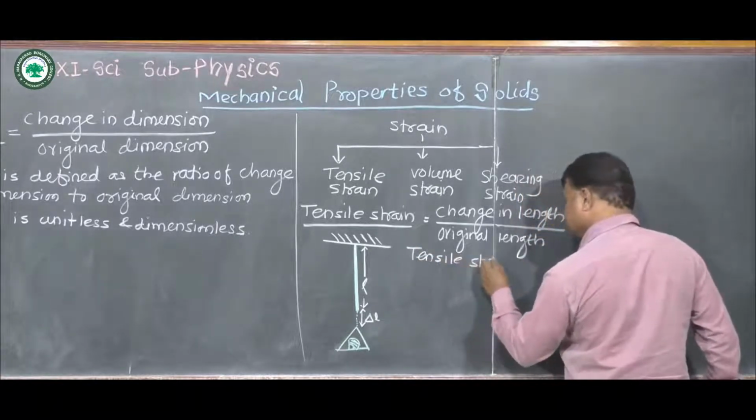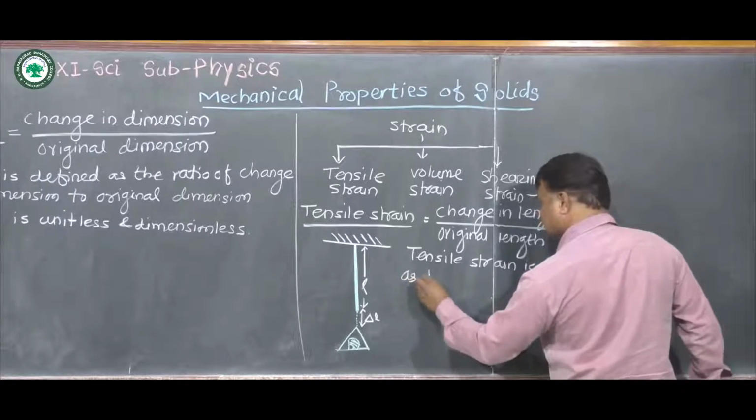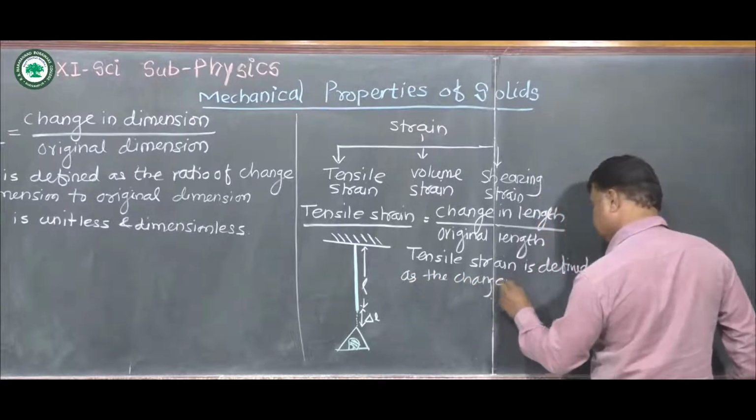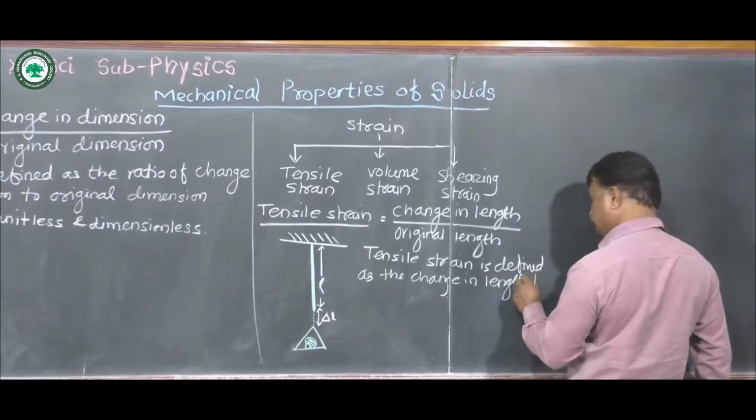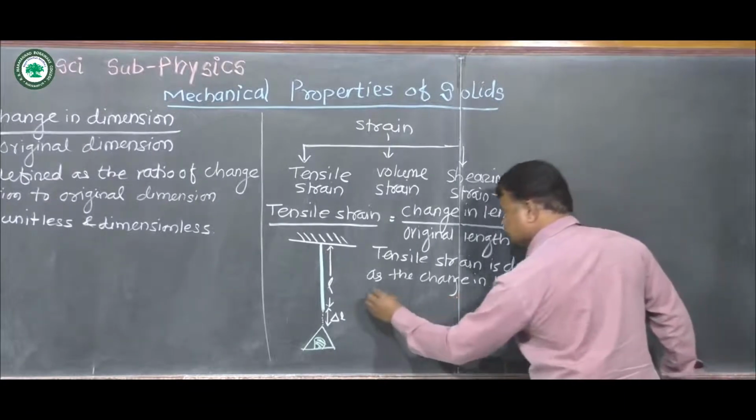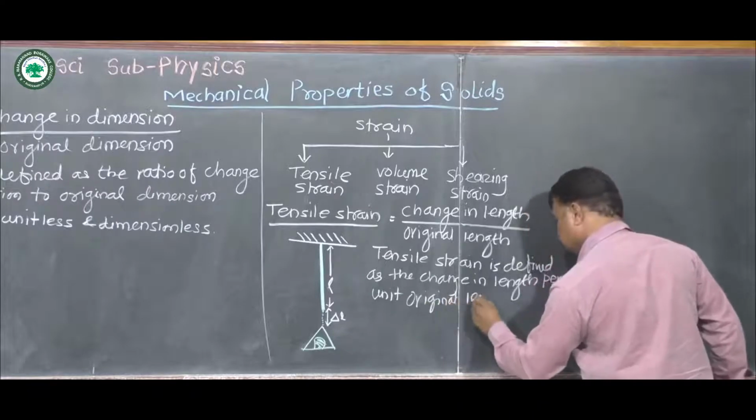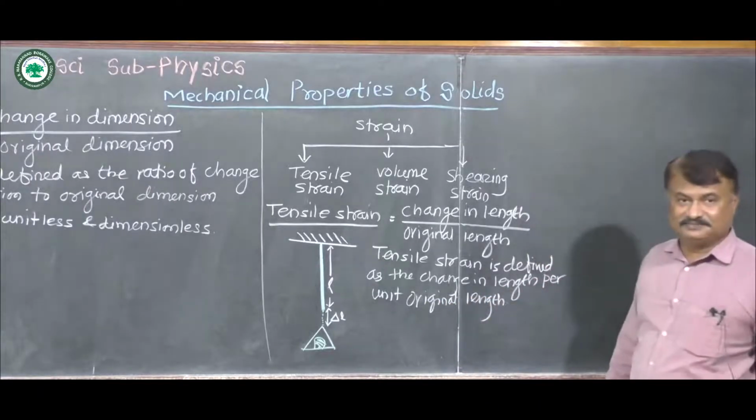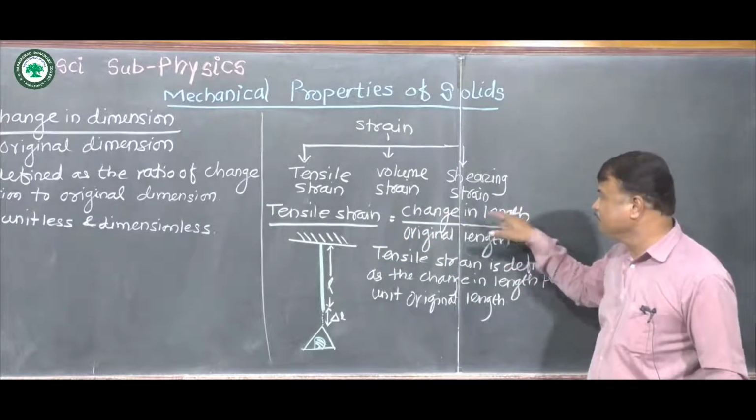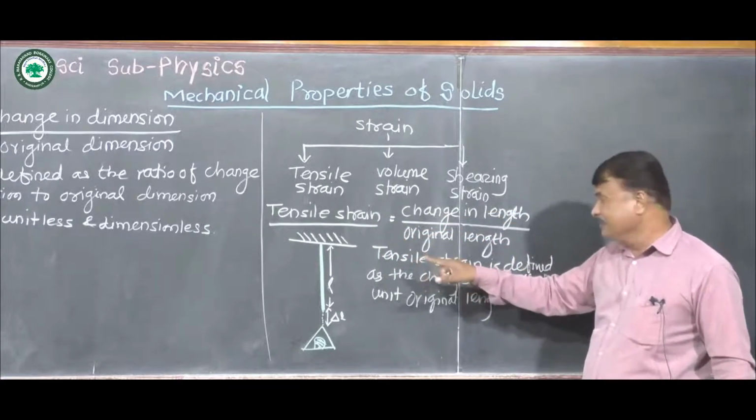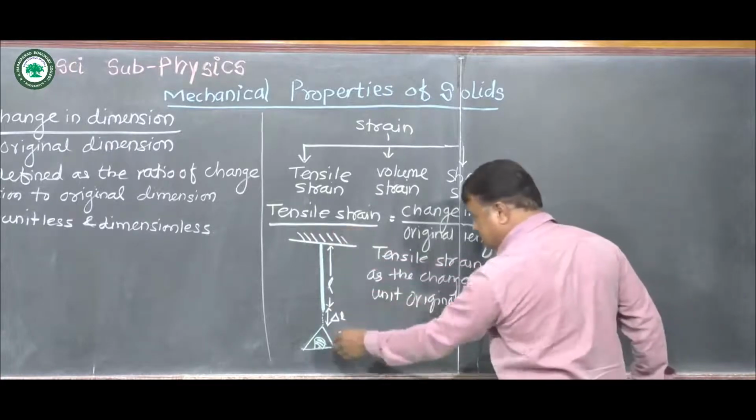Tensile strain is defined as the change in a length per unit original length. It is called as tensile strain. In another word, we can say that tensile strain is simply ratio of change in the length to the original length. Also, this tensile strain can be defined as the change in length per unit original length. Now we consider the diagram.